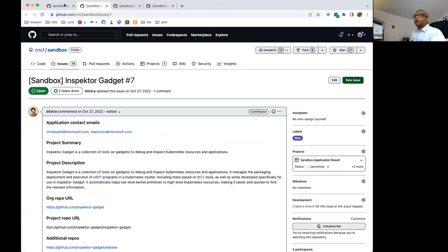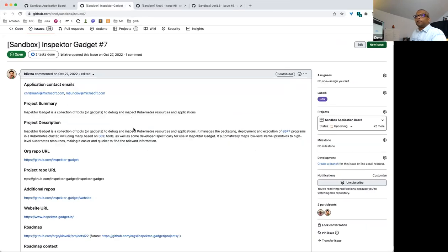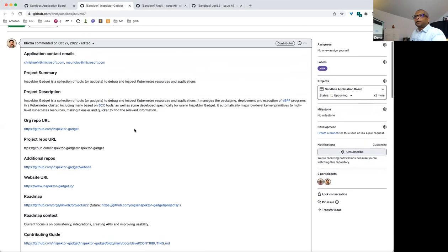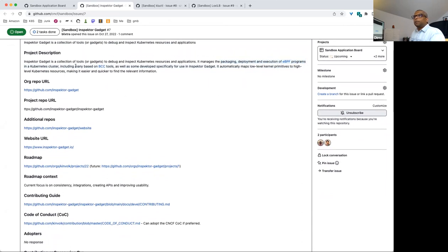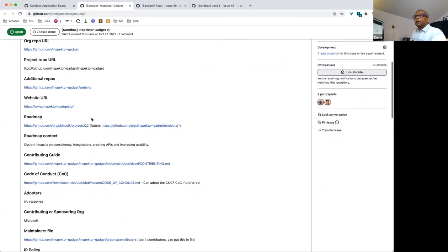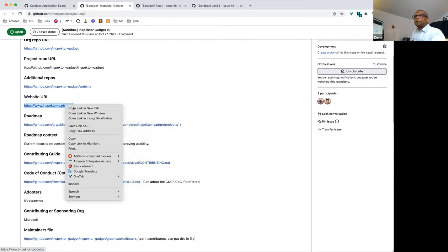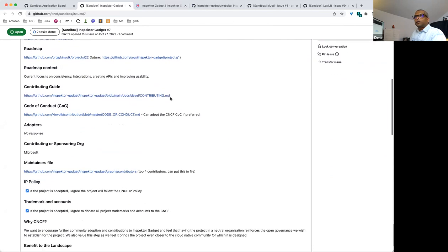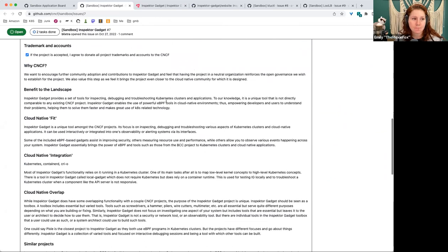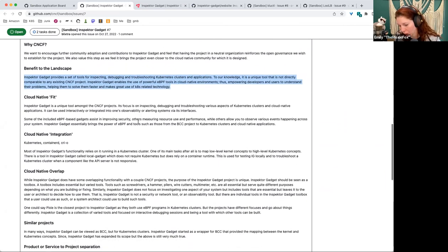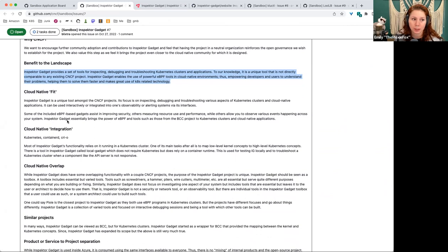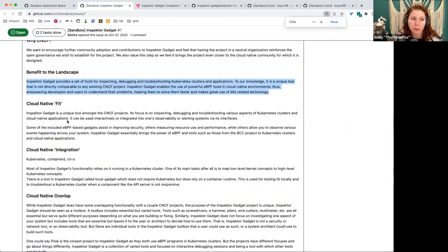Then the next one is Inspektor Gadget. This is from our friends at Microsoft. Packaging, deployment and execution of eBPF programs, including many based on BCC tools. Didn't we do one for Solo.io as well? You're talking about Bumblebee? Yeah, Bumblebee. At the time, we made the decision that because they were only packaging eBPF programs into containers, that wasn't anything special for cloud native.